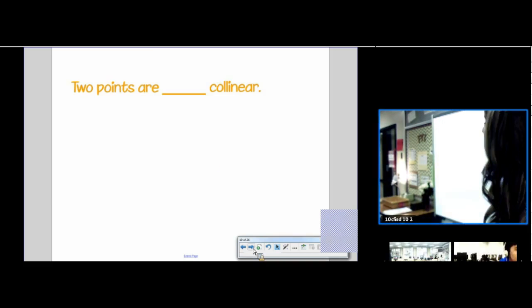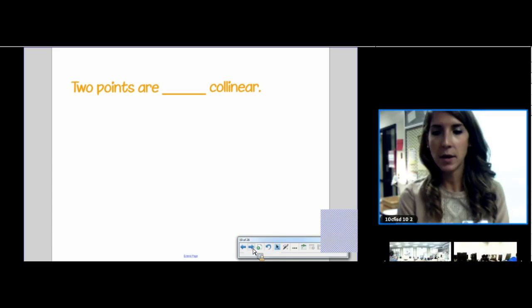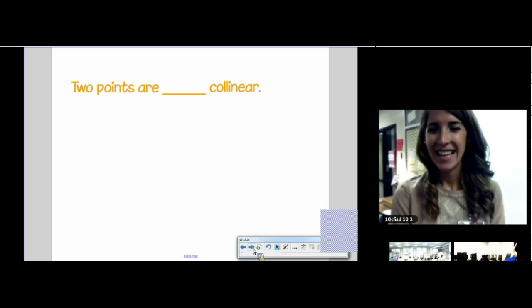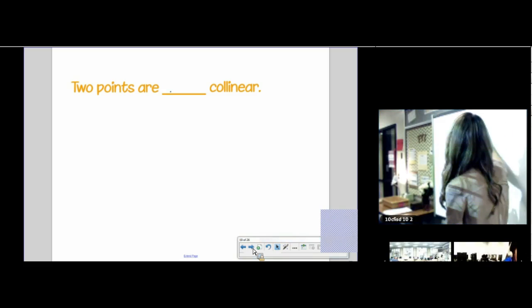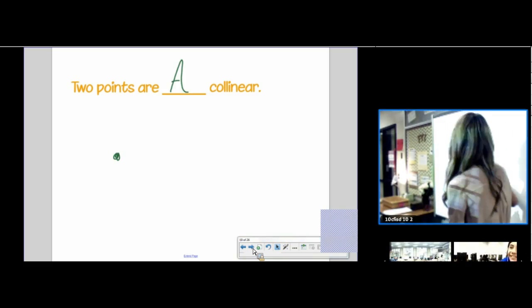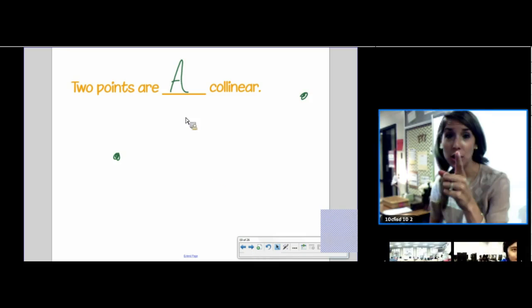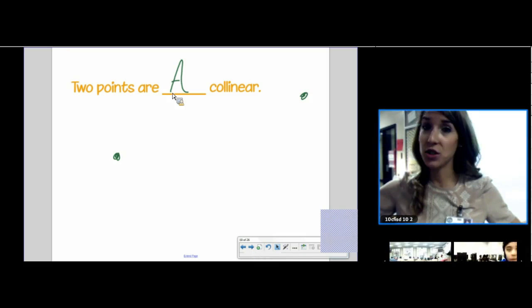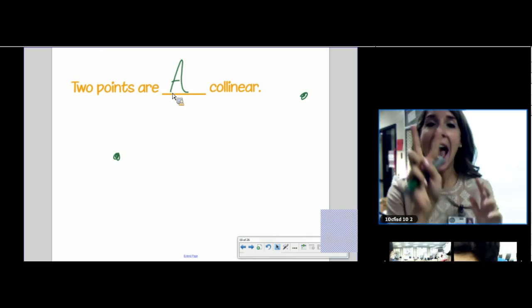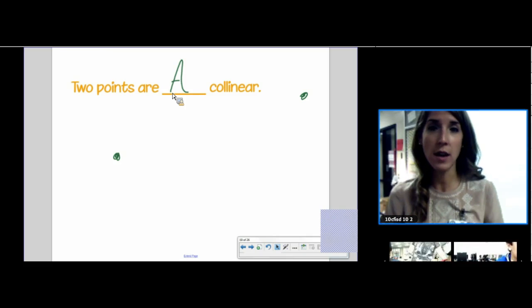Two points are blank collinear. Always, sometimes, or never. The answer is always, because there's no two points in the universe that you could draw that I couldn't connect with a straight path. I could connect any two points in the universe with a straight path. So any two points are collinear.